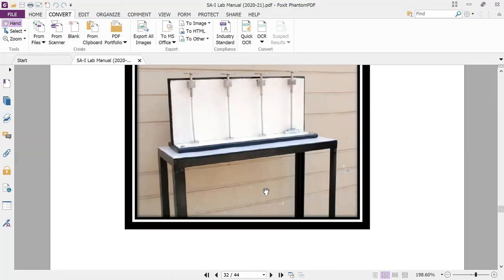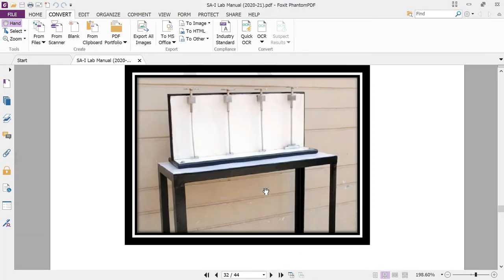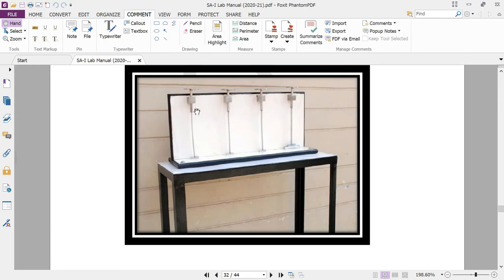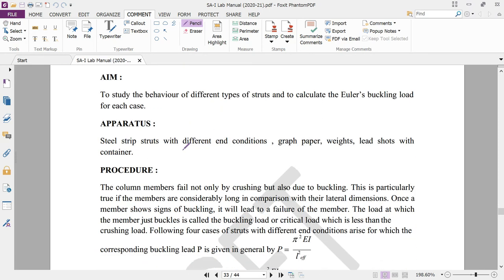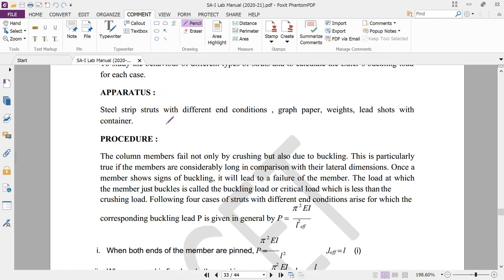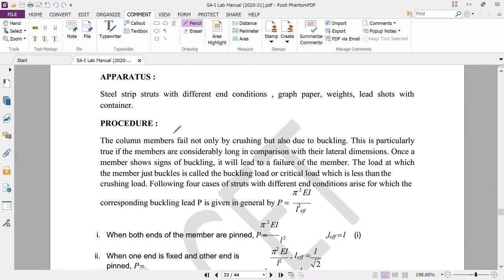So now, as you see in the YouTube video, he has calculated the behavior of the different columns. By this way you can easily plot the particular effective length for the different end conditions. Here these are the apparatus which are used: graph paper, weight, lead shots and containers. We have already seen that in the YouTube video.